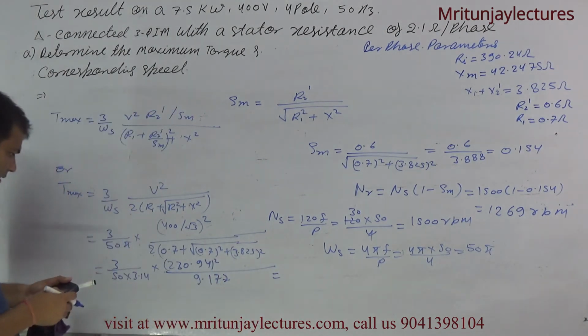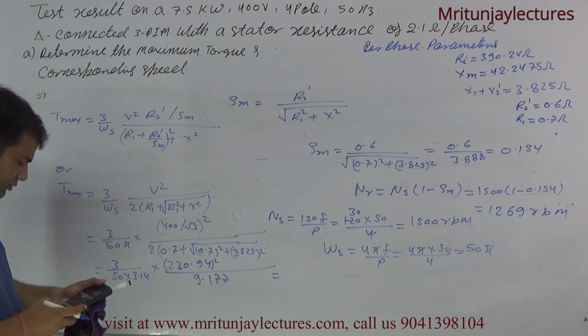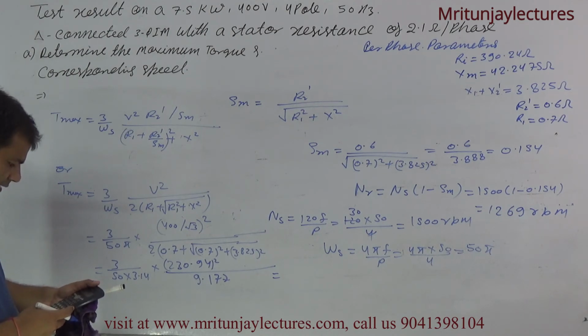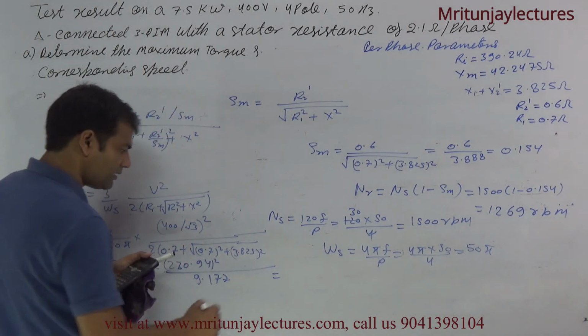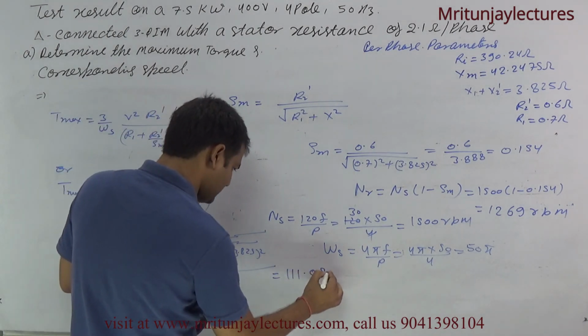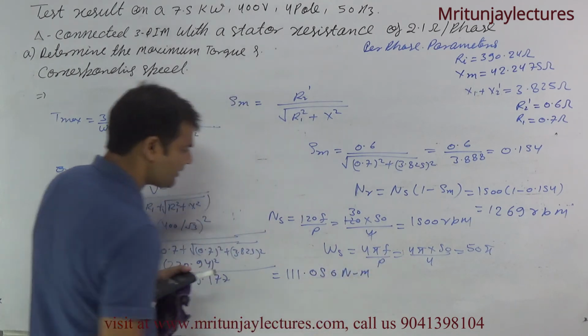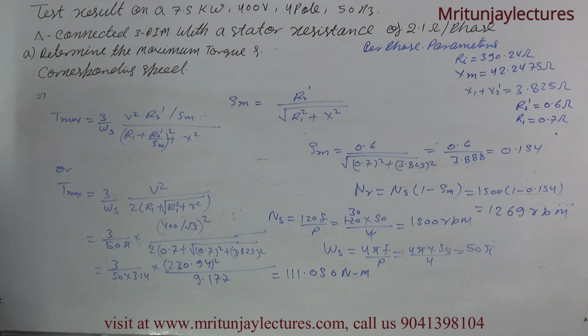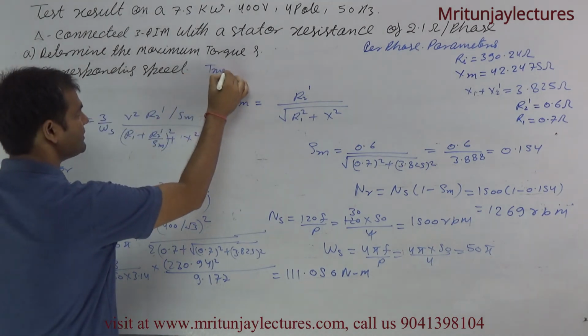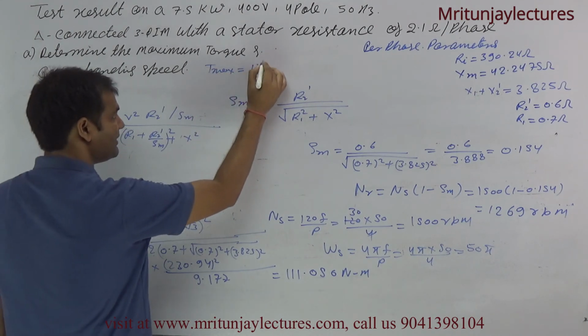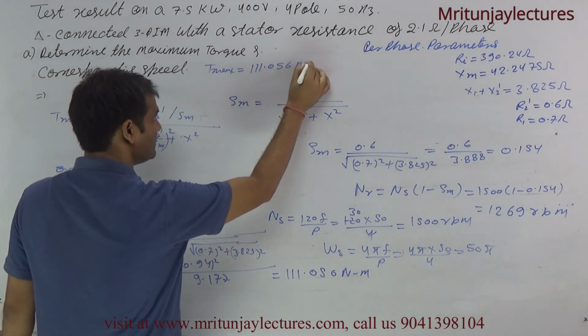Finally we got 230.94 to the whole square into 3, divided by 50, divided by 3.14, divided by 9.177. Finally we got 111.056 Newton meter. So maximum torque T max will equal 111.056 Newton meter.